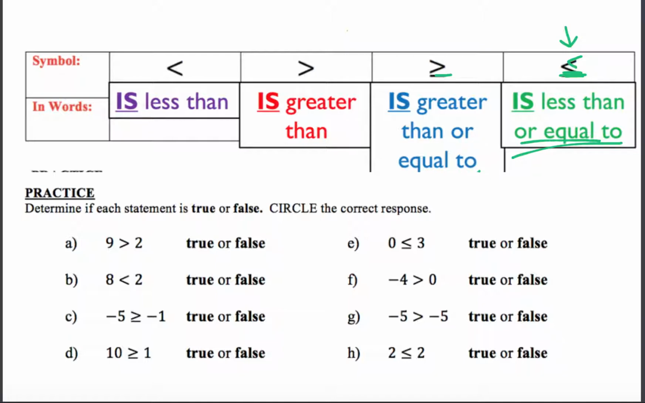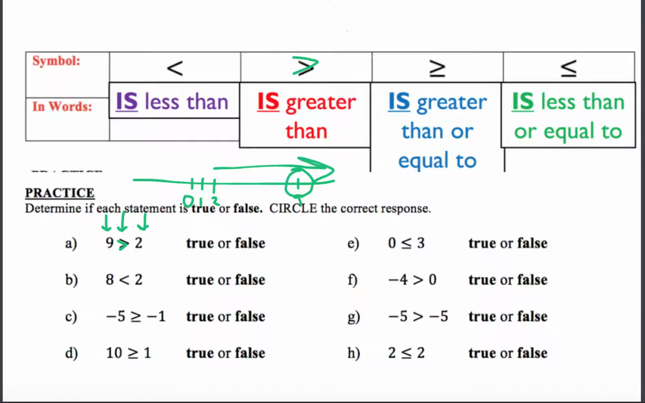Take a moment to look at the statements below in the practice and determine if each is true or false. You're going to select the correct response. So for example, in number 1, I would read this as 9, and I look at the symbol. It matches this one here. So I say 9 is greater than 2. And I ask myself, okay, is 9 greater than 2? Maybe I want to picture where they are on a number line. Okay, 9 is further down than 2, so yes, 9 is greater than 2. That is true.